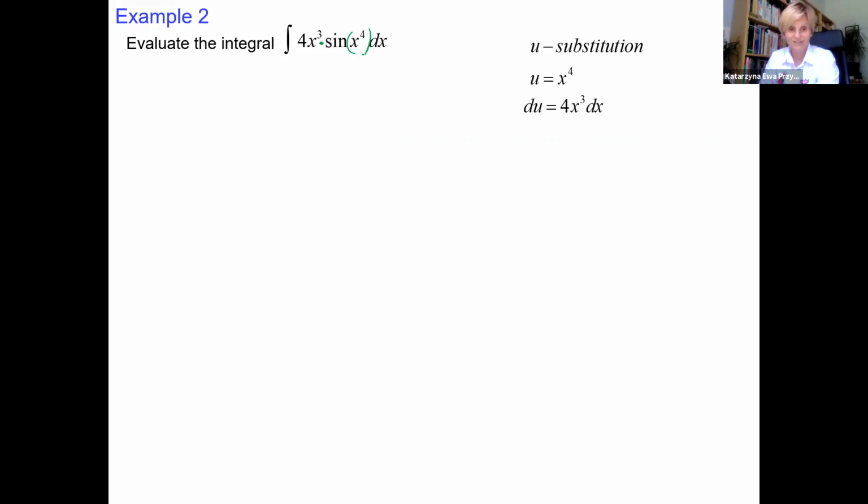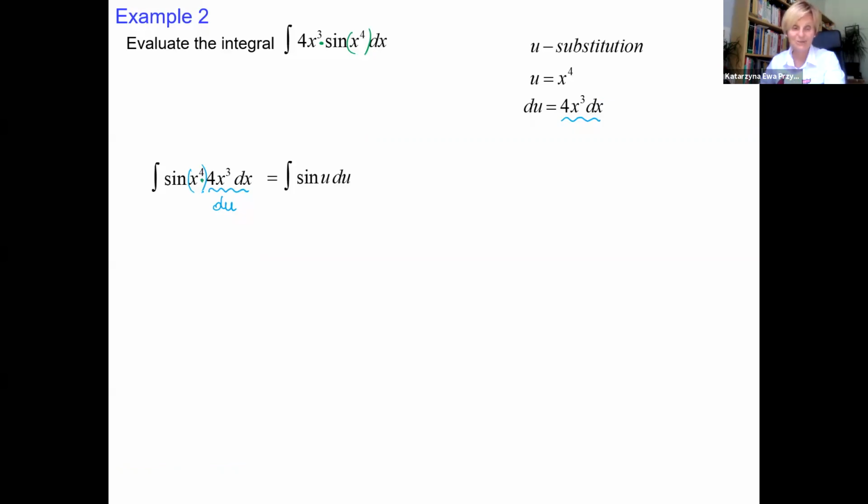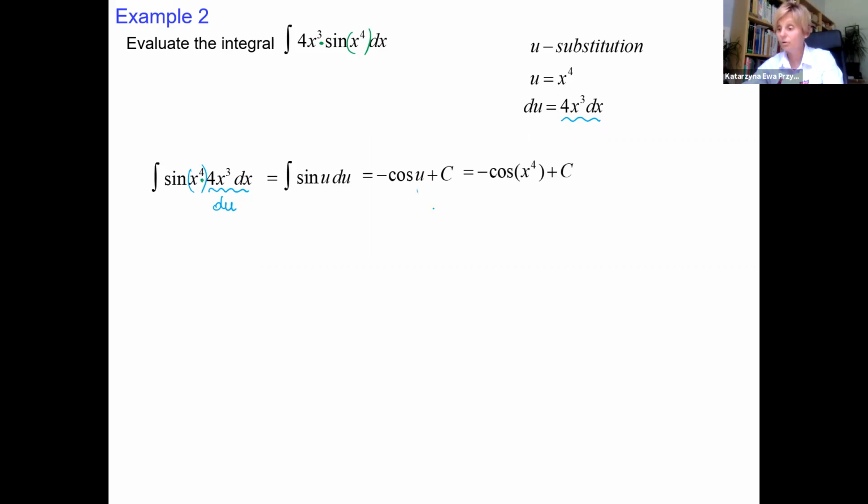We have to have these differentials. And you may notice I changed the order. But 4x cubed dx, perfect. This is du. Sine of u, du. Integral of sine is negative cosine. Integral of sine u, du is negative cosine u, plus the constant c. And at the end, instead of u, we're putting back the original formula, x to the power of 4. Done.